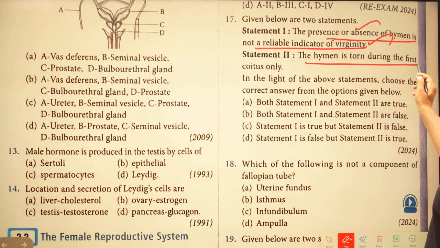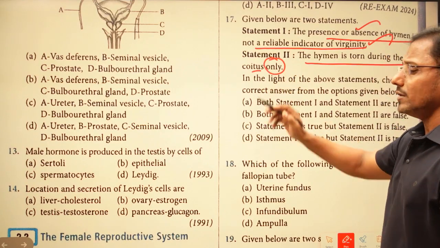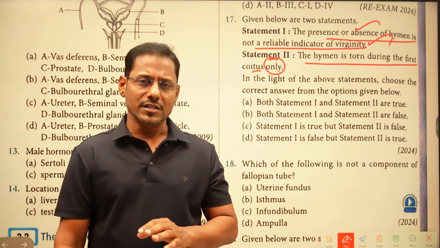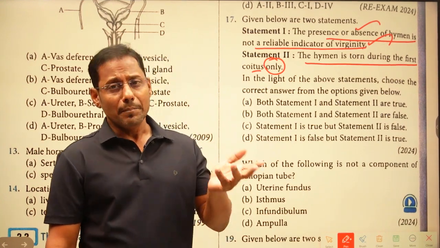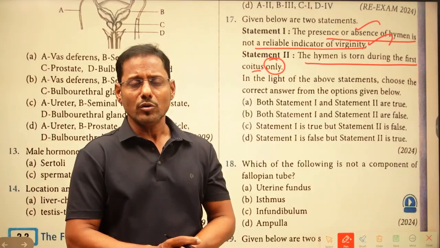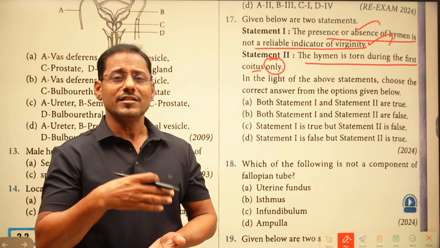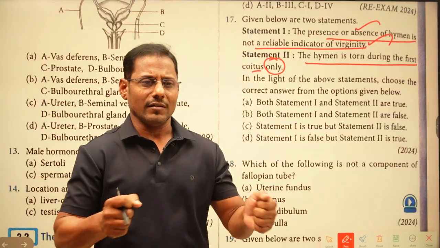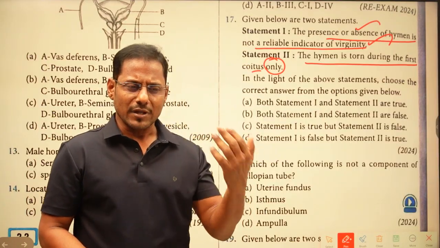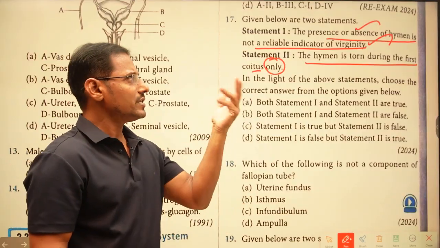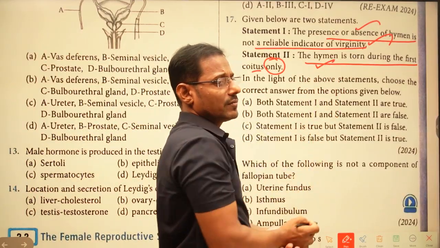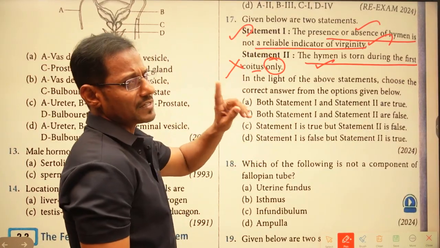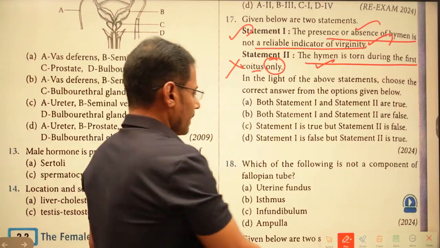And the hymen is torn during the first coitus only. So already we discussed that the hymen may be torn at the time of cycling and in some sports, or else when they jolt like this, or else sometimes when they may be riding the horse. All these times the hymen may be torn, right? So this is the wrong statement. The first statement is right and the second statement is wrong.